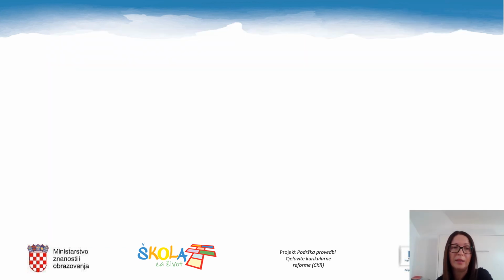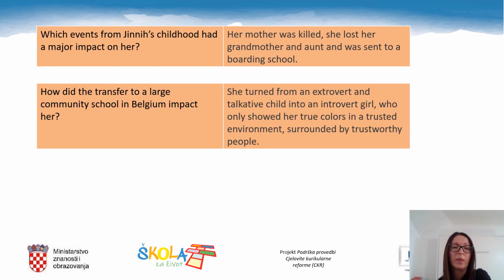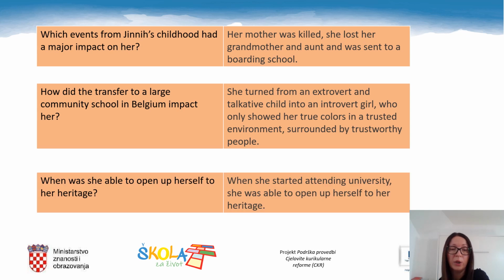Let's check the answers to the questions. So the first one, her mother was killed, she lost her grandmother and aunt, and she was sent to a boarding school. Question number 2, she turned from an extrovert and talkative child into an introvert girl who only showed her true colors in a trusted environment surrounded by trustworthy people. The third question, she was able to open up herself to her heritage when she started attending university.